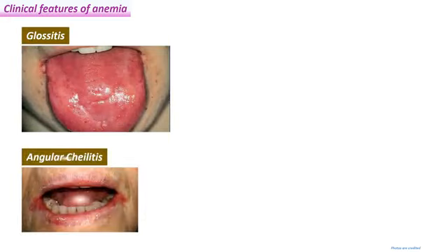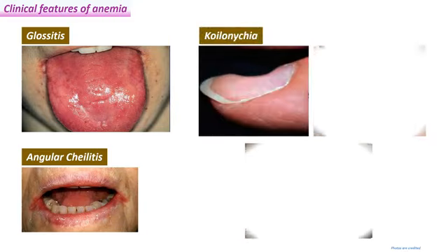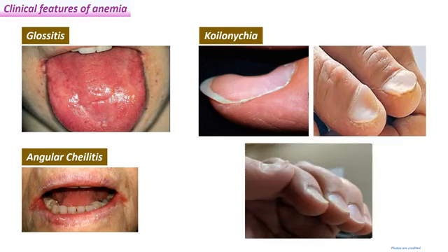The associated features of anemia: glossitis and angular cheilitis, both are present in iron deficiency anemia and megaloblastic anemia. Koilonychia is present in iron deficiency anemia.